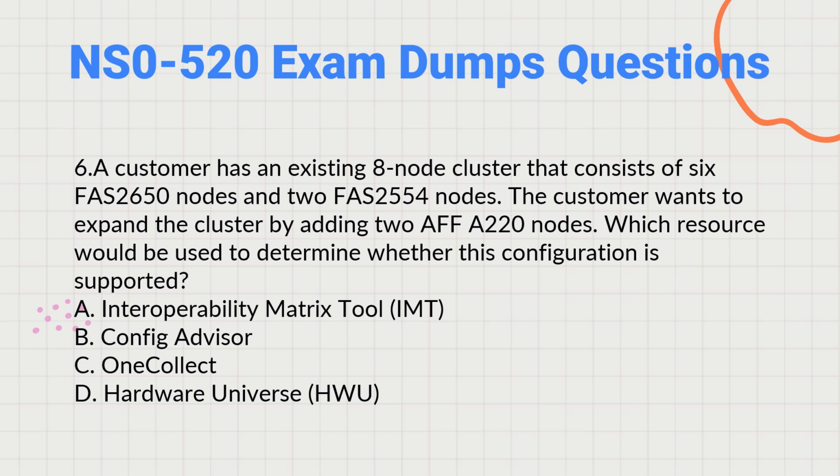6. A customer has an existing 8-node cluster that consists of 6 FAS2650 nodes and 2 FAS2554 nodes. The customer wants to expand the cluster by adding 2 AFF A220 nodes. Which resource would be used to determine whether this configuration is supported? A. Interoperability Matrix Tool, IMT. B. Config Advisor. C. OneCollect. D. Hardware Universe, HWU.